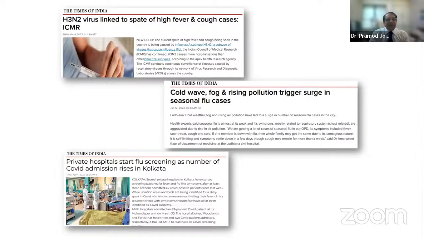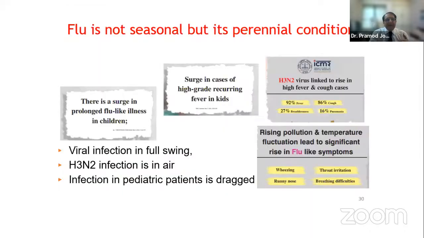So this particular H3N2, which has been seen in the last 2-3 months, has been linked to high fever and cough cases, and cold wave and the fog and the rising pollution have triggered the surge in seasonal influenza cases. And we have seen that flu is now not seasonal, but a perennial condition going on all around the year. And H3N2 infection is now in the air. And in children, this infection is a bit dragged. It goes on for a little longer time.